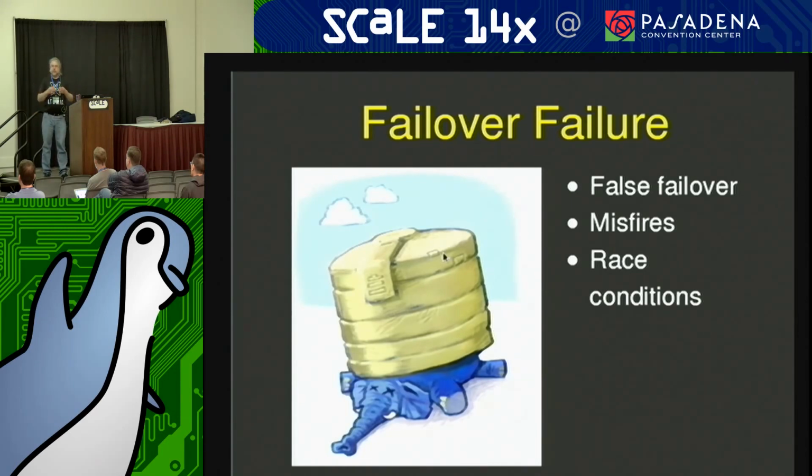False failover, where you failover when you didn't need to, which is always problematic because you have to break a bunch of application connections and reconnect, and if it's happening all the time, that becomes a bad experience for the user. Misfires, where you try to failover and you can't complete it. Race conditions, where you can't figure out who the new master is supposed to be, and you either end up with 2 or none. Those sorts of things.